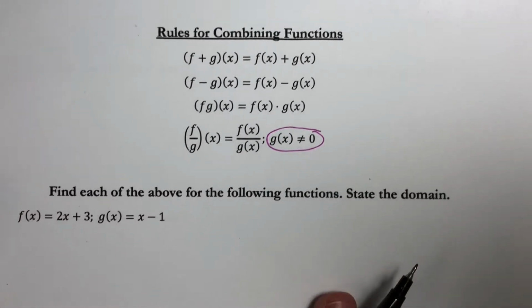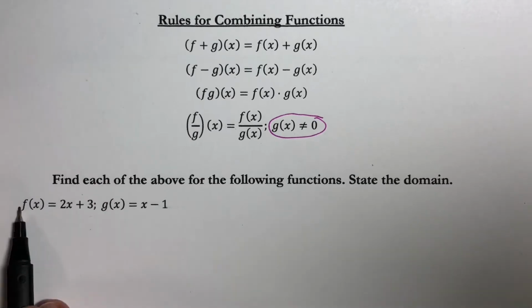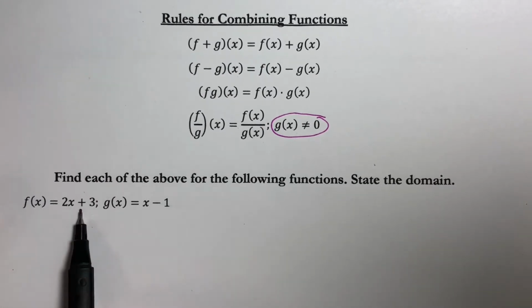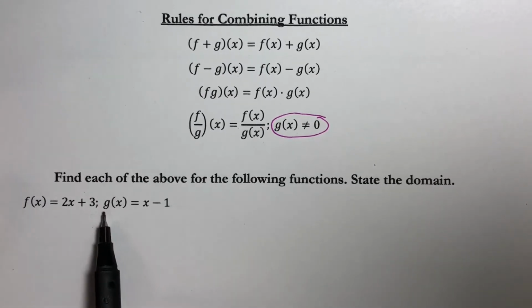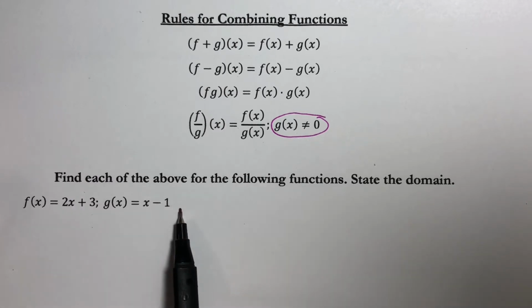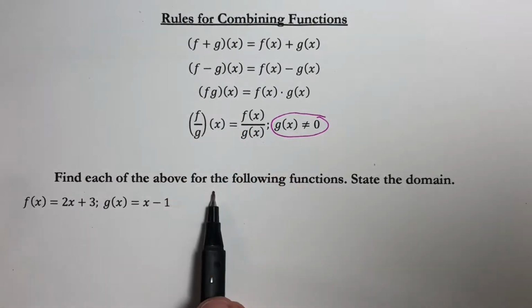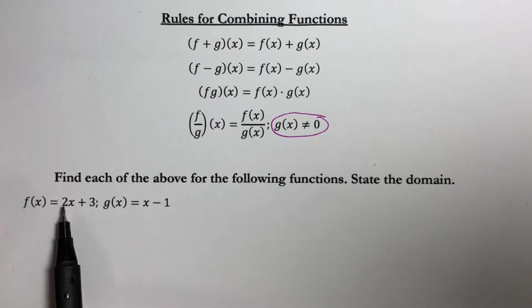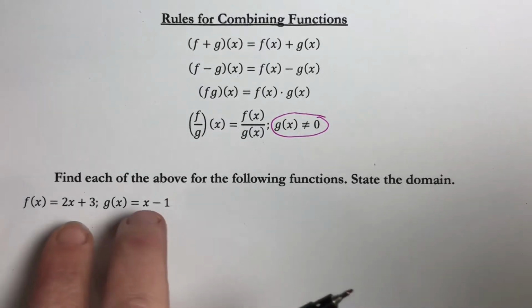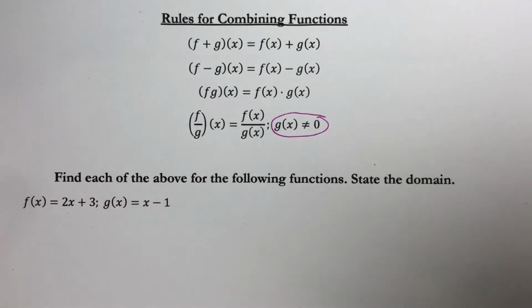Okay, so let's just start off with f of x is equal to 2x plus 3, and g of x is equal to x minus 1. Now, before I start calculating all of these, I'm going to look at my two pieces. These are the two pieces I'm going to be using every time. And so if I look at the domains of these two, then I will be aware of what I'm going to have to include for all of them.